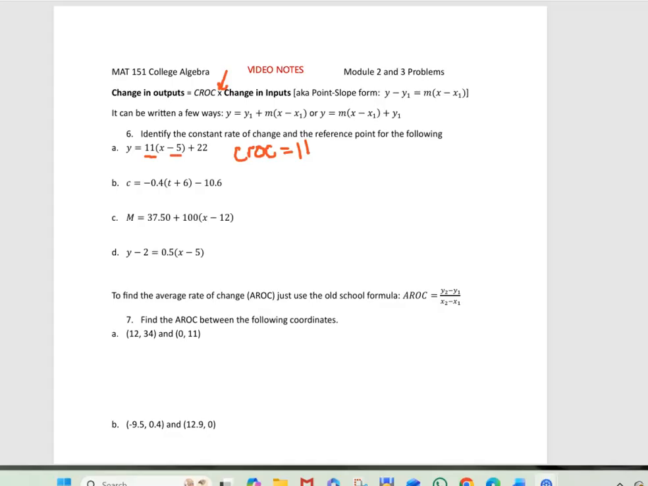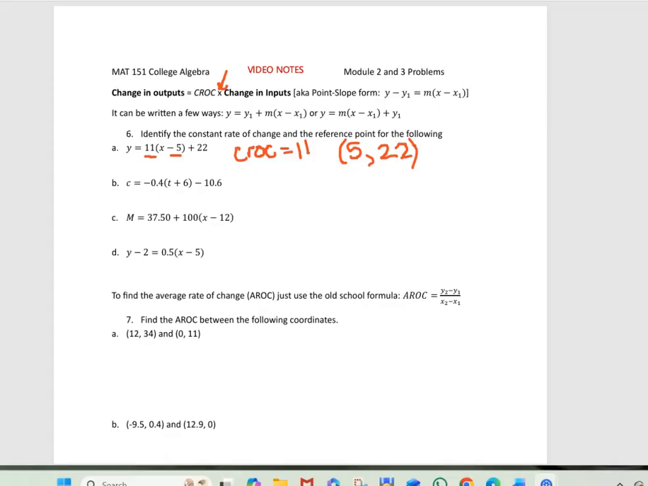It's always pretty much the opposite of what you think. So the reference point, we always put the x-coordinate or the input variable first, the reference input, and then 22, of course, would be the output. Because if you put 5 in here, you get 5 minus 5 is 0. 0 times 11 is 0. 0 plus 22 is 22. So the output, remember, depends on what you put in. That helps in case you get a weird problem.